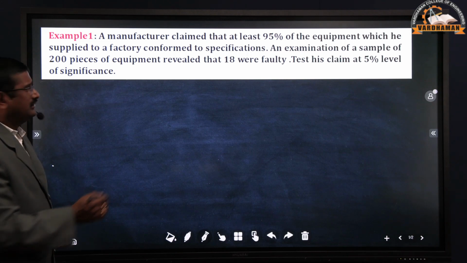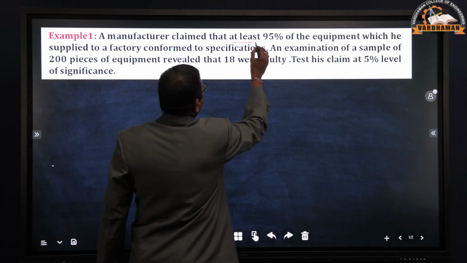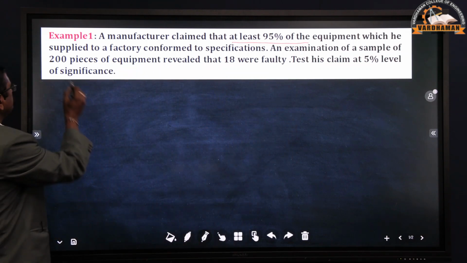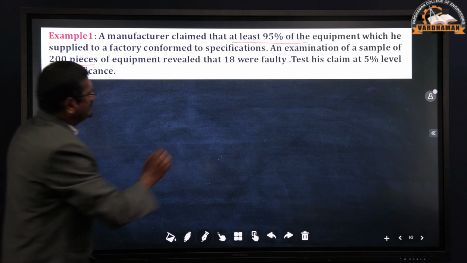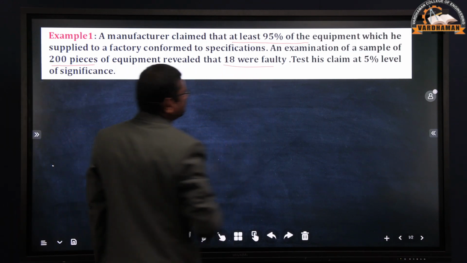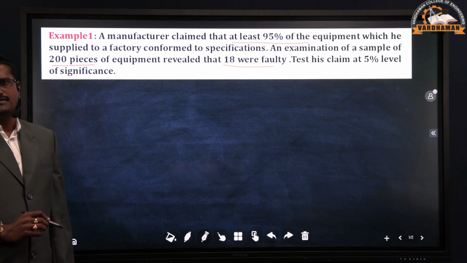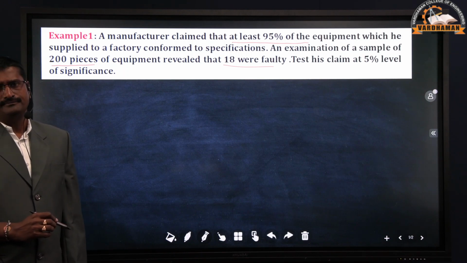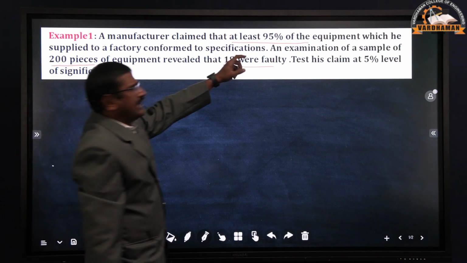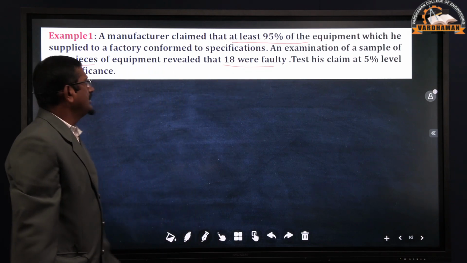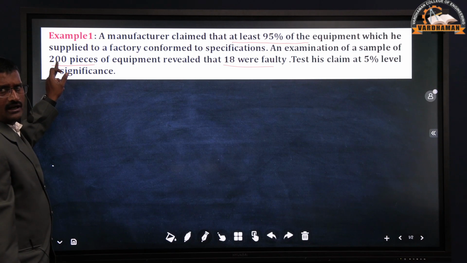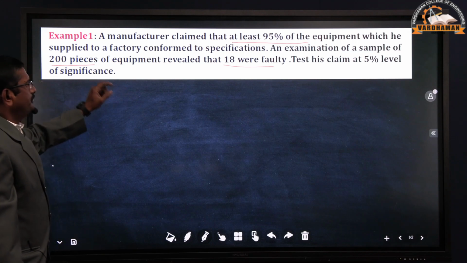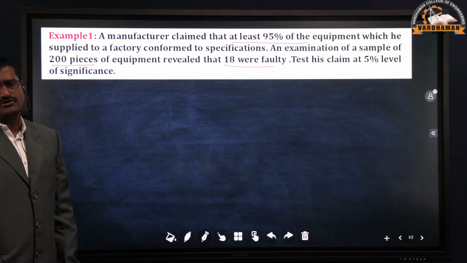If you observe, here they mentioned at least 95% of equipment supplied to a factory conformed to specifications, the sample size is 200 pieces, and out of that 18 were faulty. Based on this information, you have to decide which model is applicable. We can take this as capital P, the population proportion, and this is the sample size n, and out of that 18 were faulty, which we can utilize as x. Based on this, we can decide that single proportion is applicable.